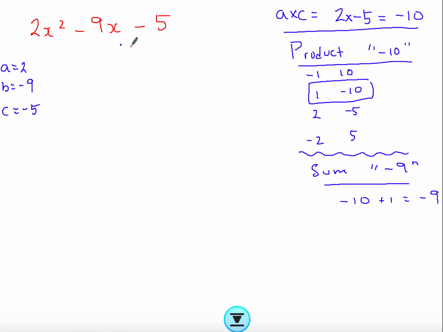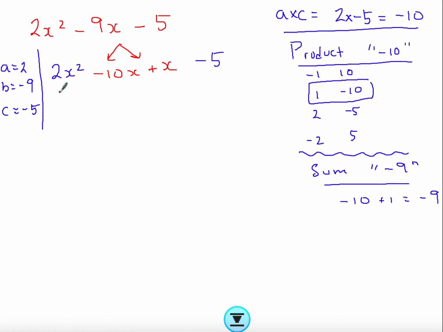So negative 10 and 1 is what I'm looking for. So I'm gonna split my middle term as such. So my negative 9x is now gonna be negative 10x plus x. Don't forget the x. It should have an x in there because this should simplify back to where you started. Again, it doesn't matter which one you put in front. I could put the x here and negative 10x here. Your final answer should definitely be the same. And I will try and do that at the end.